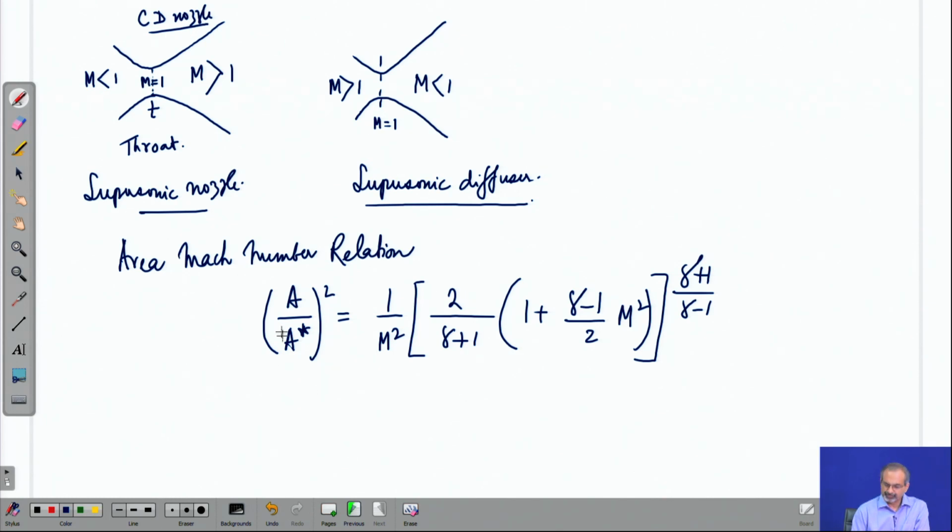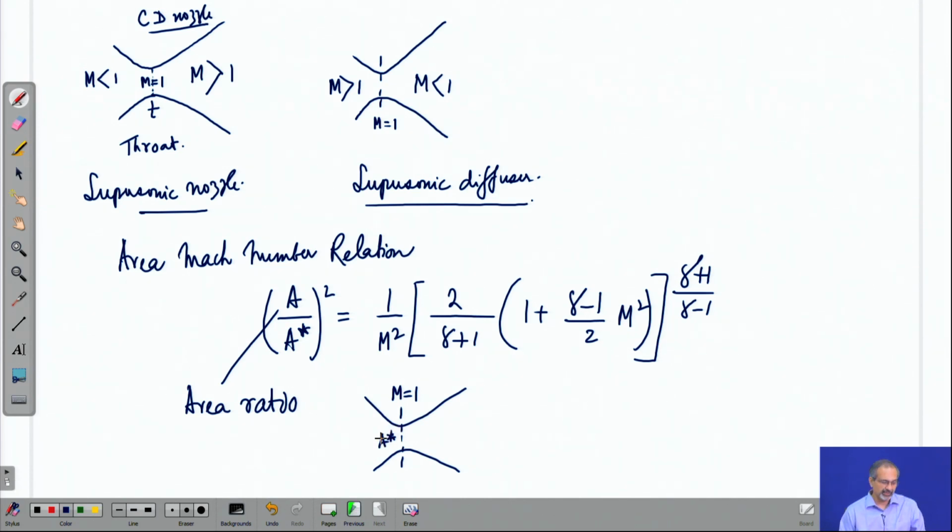What does it tell you? This gives you what is called an area ratio. So, let this be a duct. If you are achieving Mach 1 condition at the throat, you have what is called A star here, because that is the sonic condition. You look at any other section, it can have an area A. That same area may exist on the other side of the CD nozzle.